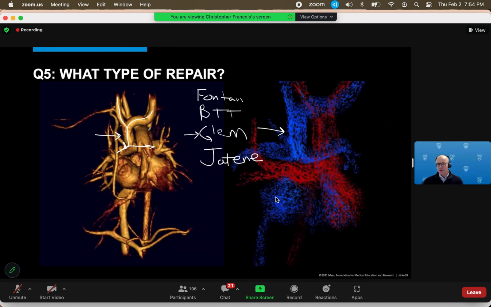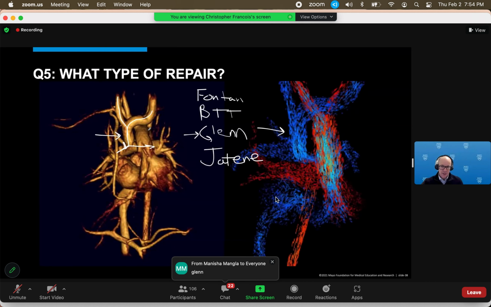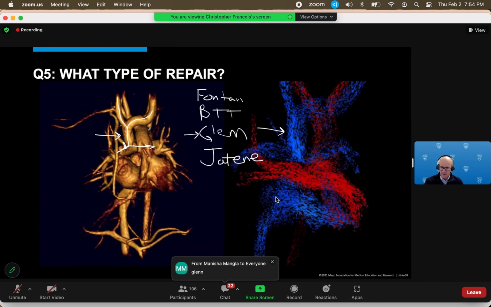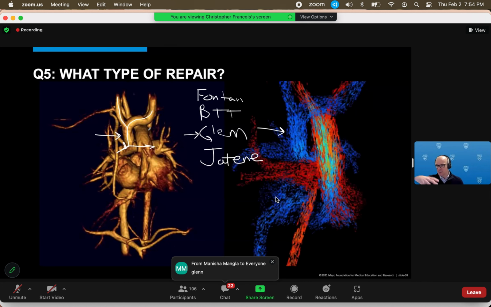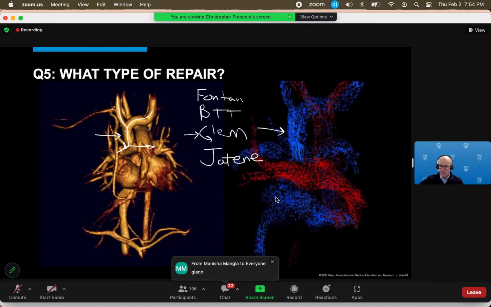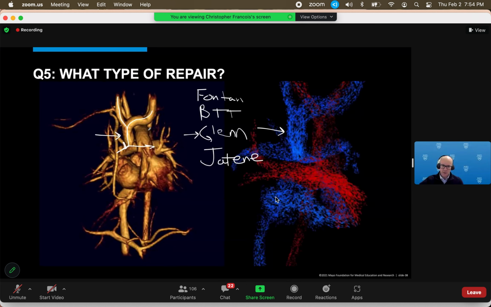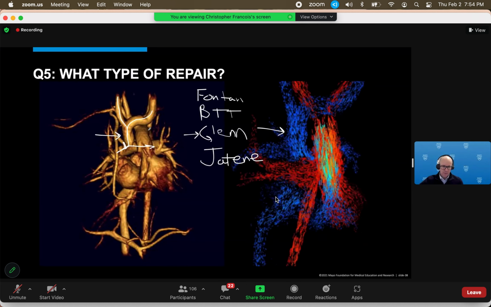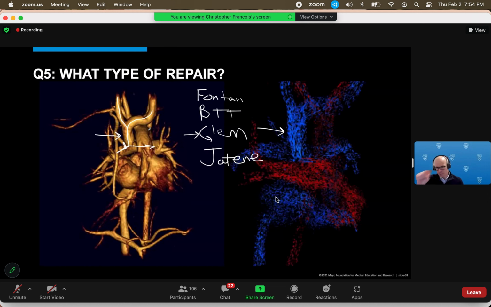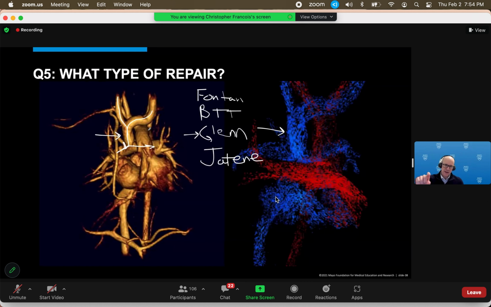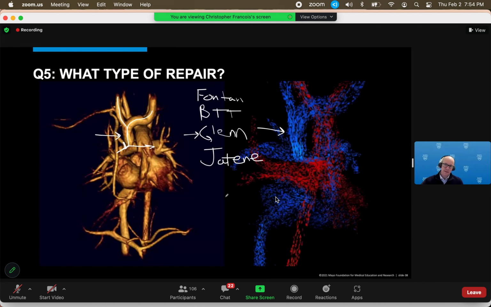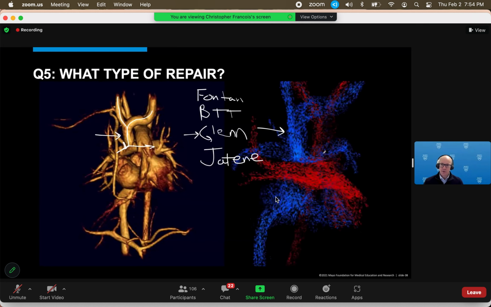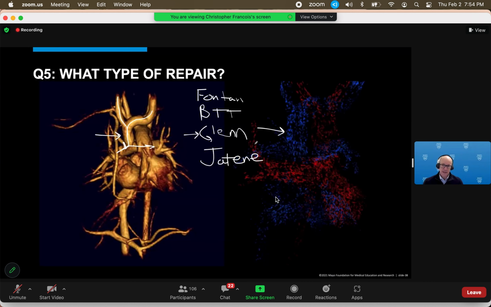And so the first stage would have been the BTT shunt that we saw previously, where you connect basically the systemic artery to the pulmonary artery, usually the subclavian artery to a pulmonary artery. They used to bring it down directly, but now they use a synthetic graft to connect the subclavian artery to the pulmonary artery. It can be on the left, it could be on the right.